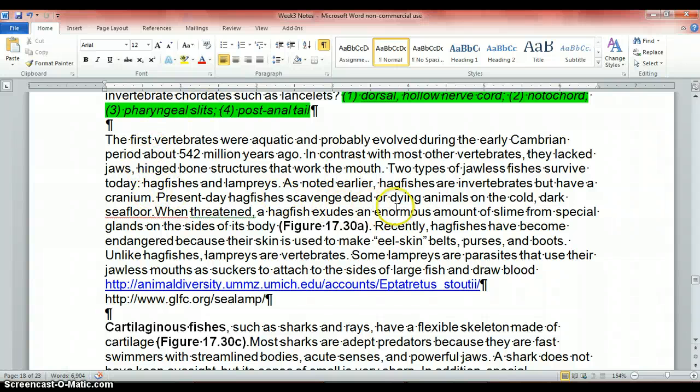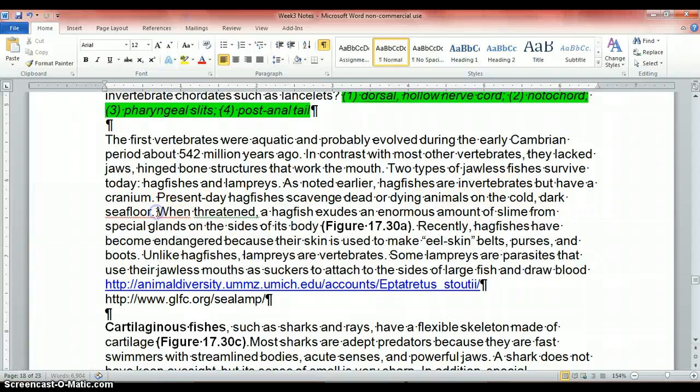As noted earlier, hagfishes are invertebrates but have a cranium. Present-day hagfishes scavenge dead or dying animals on the cold, dark seafloor. When threatened, a hagfish exudes an enormous amount of slime from special glands on the side of its body. It's really nasty looking. Recently, hagfishes have become endangered because their skin is used to make eel skin belts, purses, and boots. Unlike hagfishes, lampreys are vertebrates. Some lampreys are parasites that use their jawless mouths as suckers to attach to the sides of large fish and draw blood.